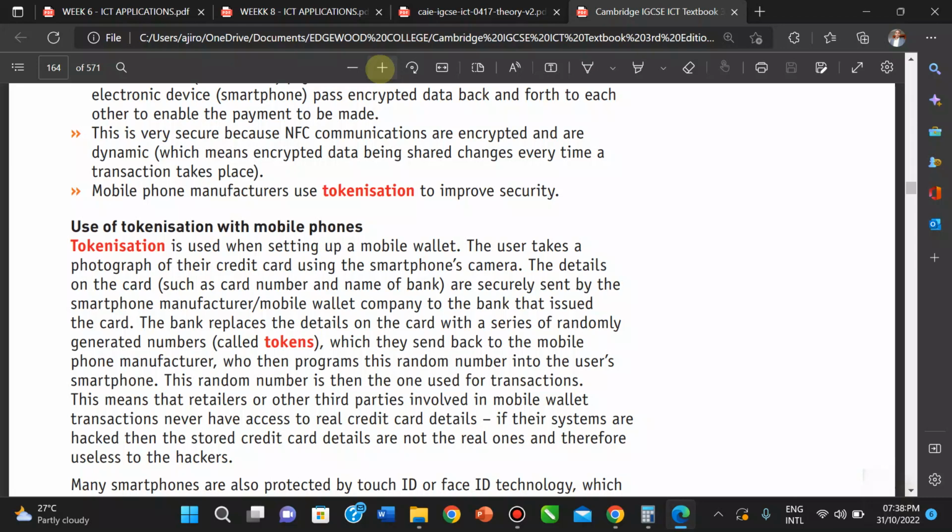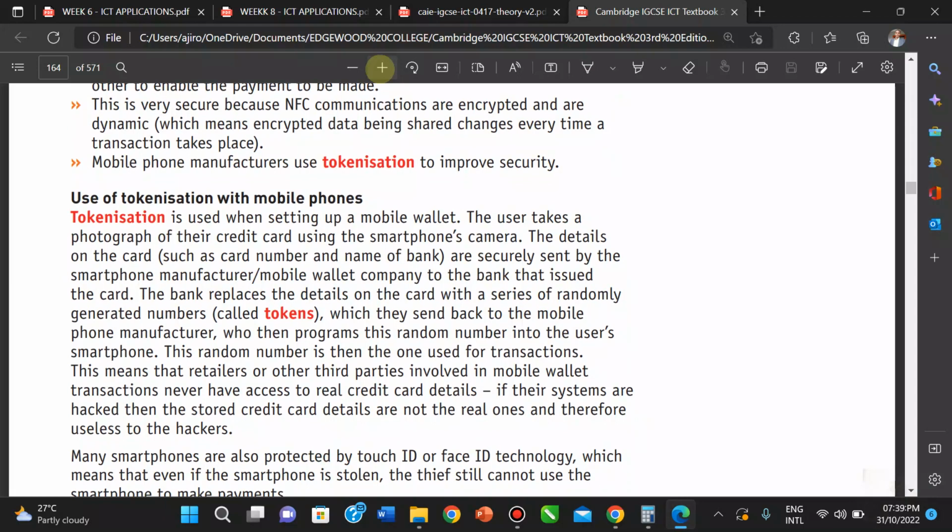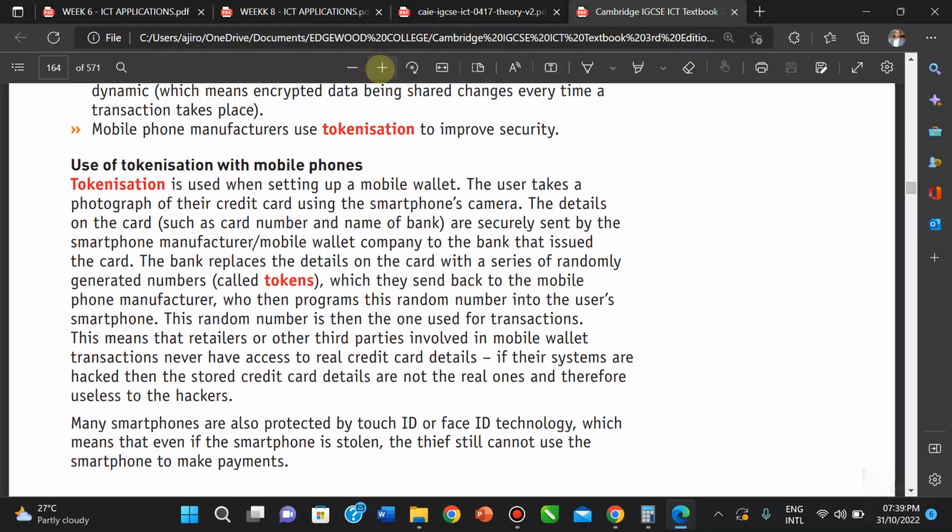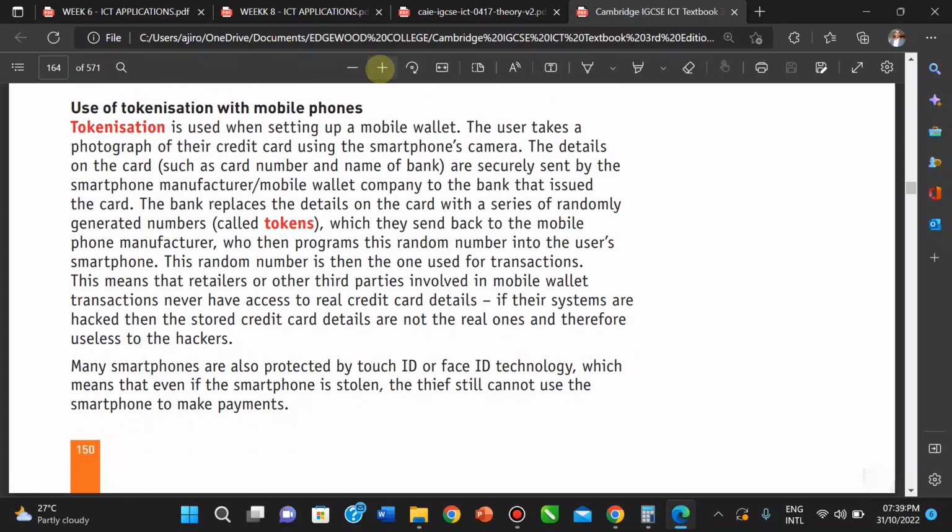Okay, this allows the user to take a photograph of their credit card using the smartphone camera, and details of the card such as the card number are sent to the smartphone manufacturers. Now the bank replaces the details of the card with a series of randomly generated numbers called tokens. They send this back to the manufacturer, your mobile phone manufacturers, and the program will then send this sequence of numbers back to the smartphone. Okay, and the random number is then used for transactions, right?